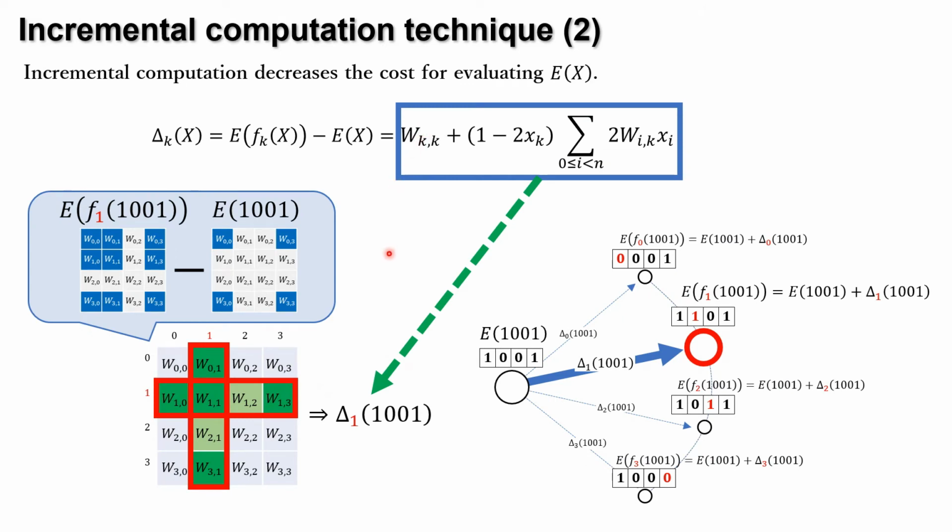Let's consider the difference of the energy denoted by delta k of x. For example, delta 1 is computed by the element highlighted in green in this matrix. Since the difference between x and fk of x occurs only in flip bit xk, we can compute the value of delta by the weights in one row and one column of the matrix. And we can evaluate the neighborhoods efficiently using the incremental computation technique.